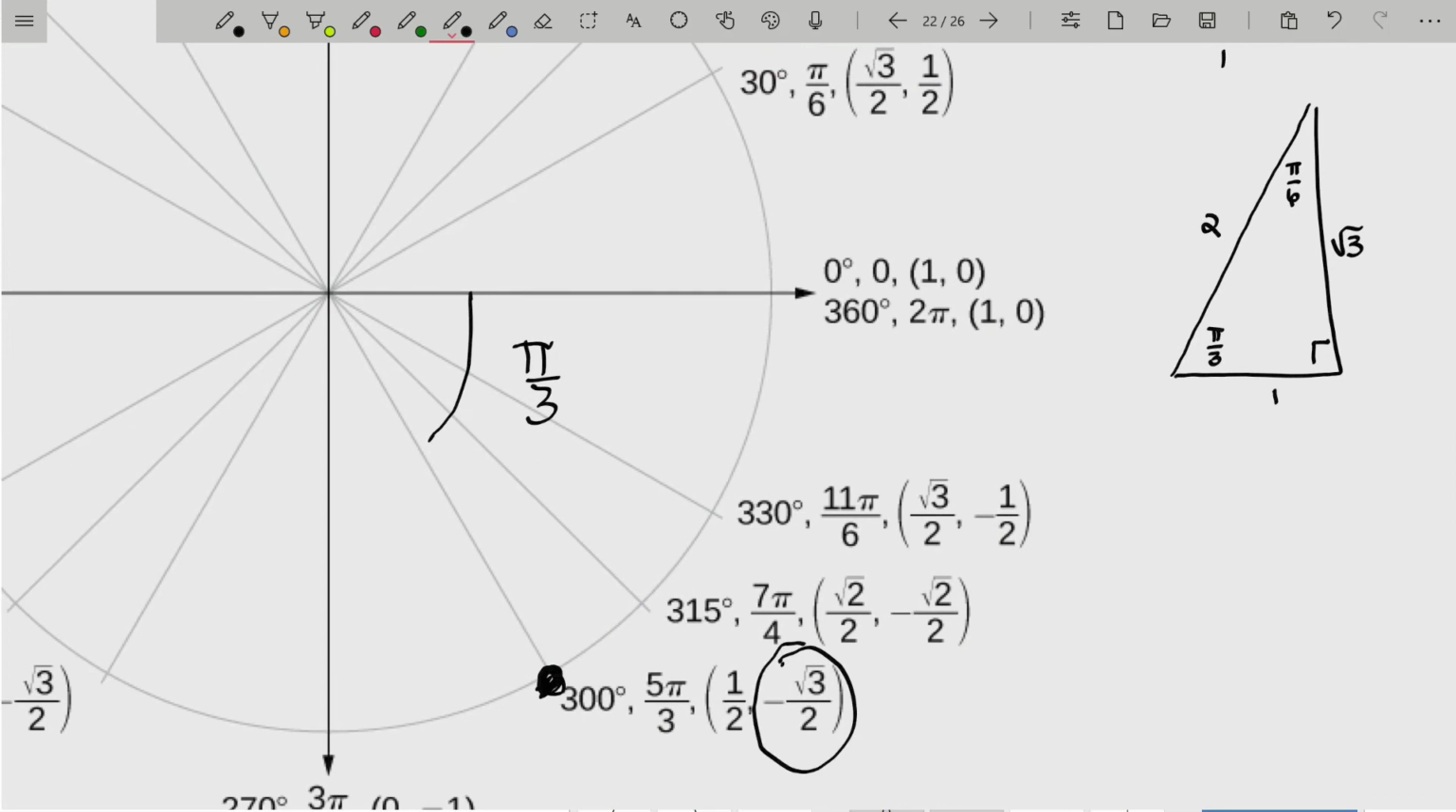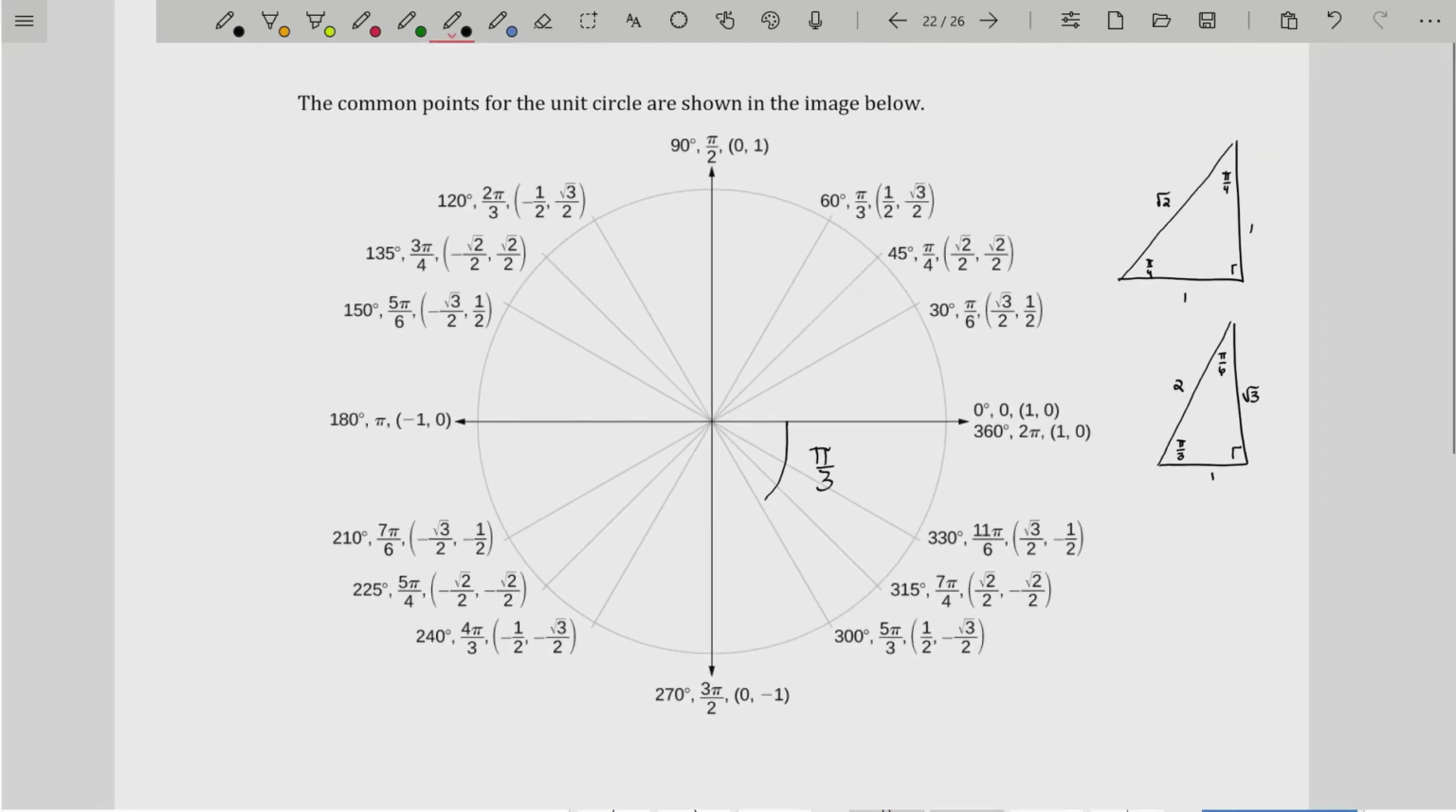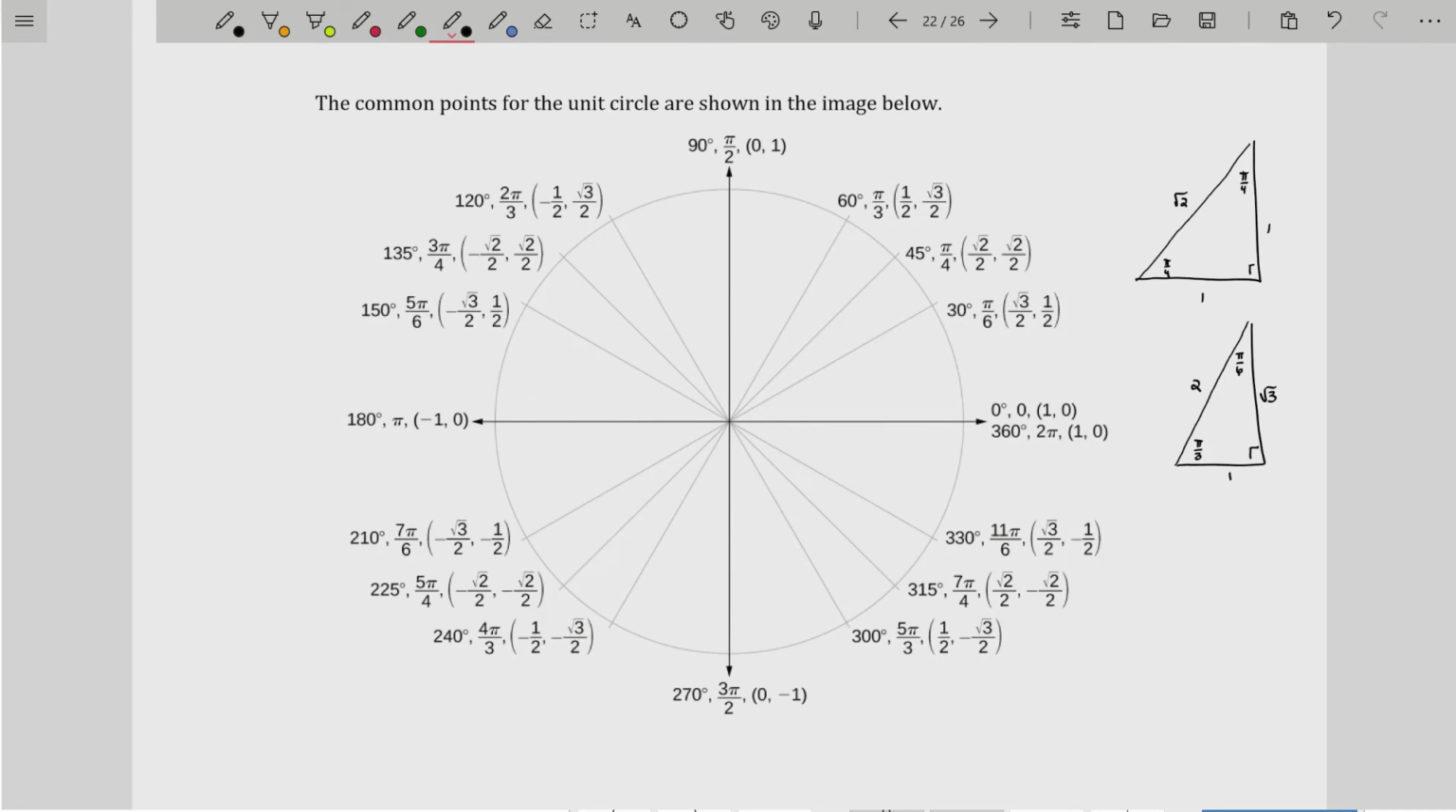So I could rebuild this whole thing very quickly if I want to, using my right triangle trigonometry. I don't need to memorize this whole table or this whole picture. And like I said, we'll deal with the axial angles, the 0, 90 degrees, 180 degrees, 360 degrees, 270 degrees. We'll deal with that in the next video. This video's super long. Sorry about that.